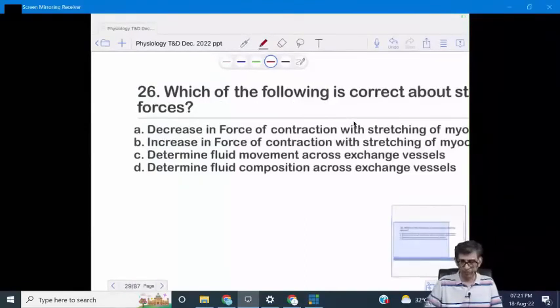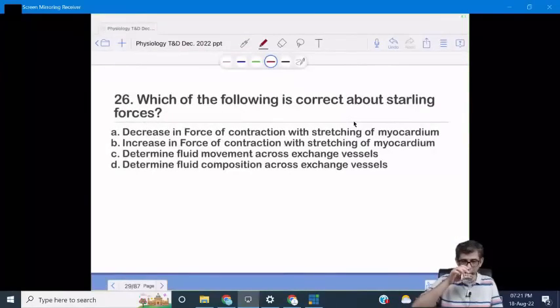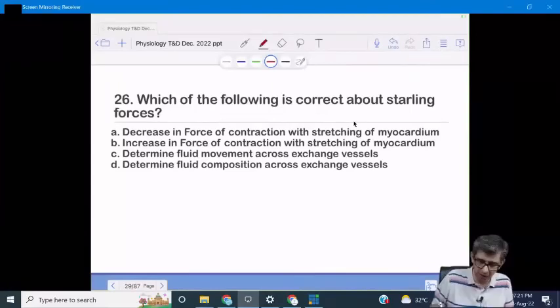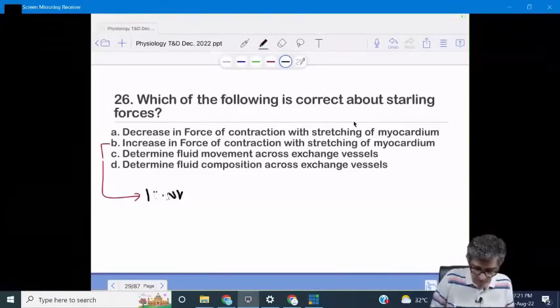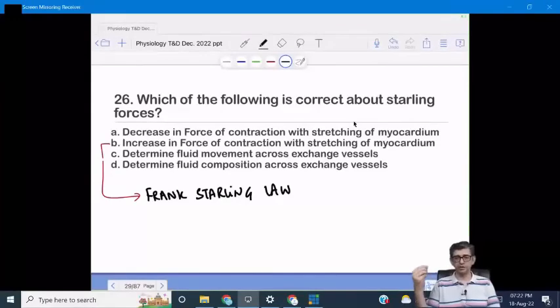Coming to 26. Which of the following is correct about Starling forces? There are two: one is the Frank Starling law. If I had asked what is the Frank Starling law, the answer would have been option B, the increase in force of contraction with stretching of myocardium. I mean, if you stretch the heart, it will contract with more force. That is the Frank Starling law. The question is simply regarding Starling forces.